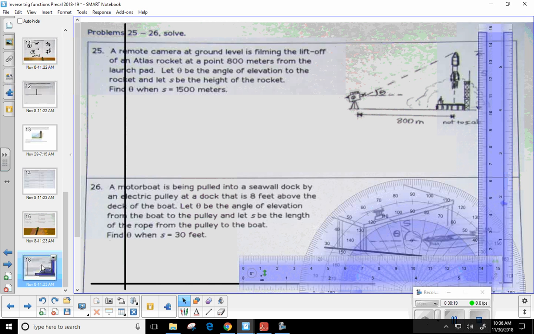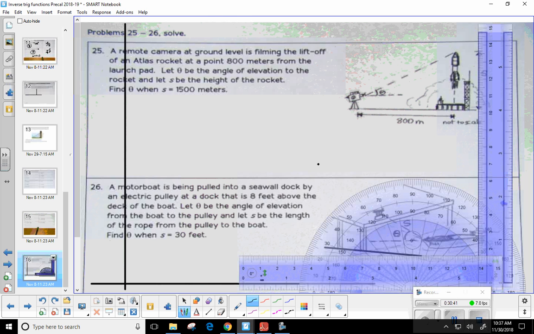It says a remote camera at ground level is filming the liftoff of an Atlas rocket at a point 800 meters from the launch pad. Let theta be the angle of elevation to the rocket, and let S be the height of the rocket. Now, this is the height of the rocket as it's off the ground. That's not the height of the rocket exactly. Find theta when S equals 1,500 meters.